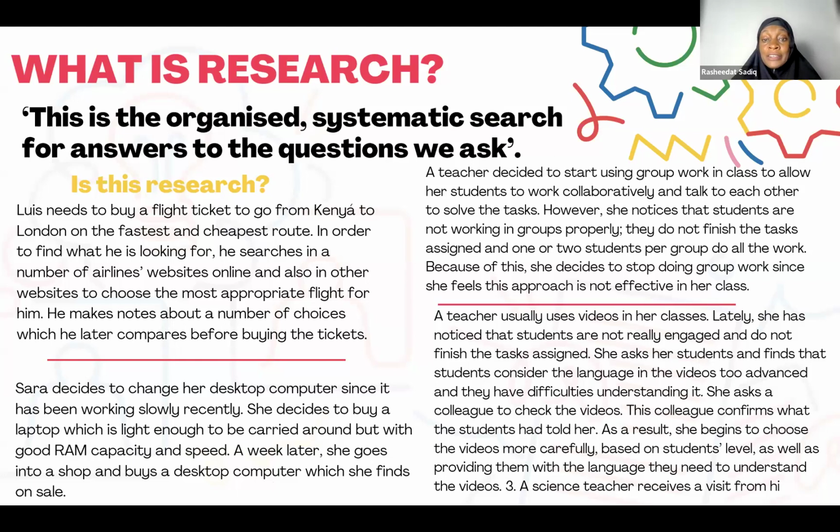The third scenario: a teacher usually uses videos in her classes. Lately, she has noticed that students are not really engaged and do not finish the tasks assigned. She asks her students and finds that students consider the language in the videos too advanced and they have difficulties understanding it. She asks a colleague to check the videos. This colleague confirms what the students have told her. As a result, she begins to choose the videos more carefully based on students' level, as well as providing them with the language they need to understand the videos. Okay, so is that research or not?